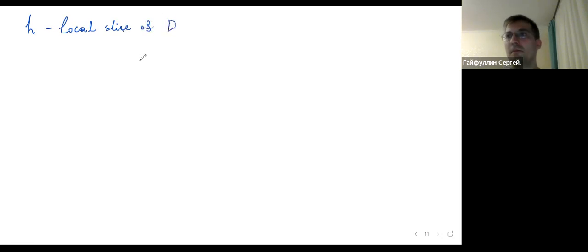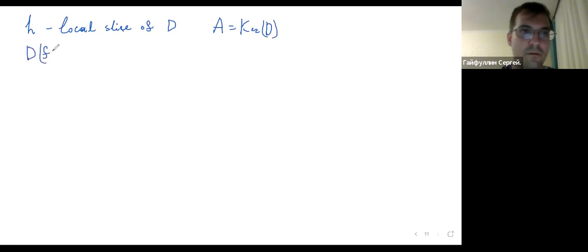To prove the theorem, I'll try to consider a new subalgebra. Let H be a local slice of a derivation D. Then we can consider its kernel, let it be A, and the image of this local slice, D of H equals F.